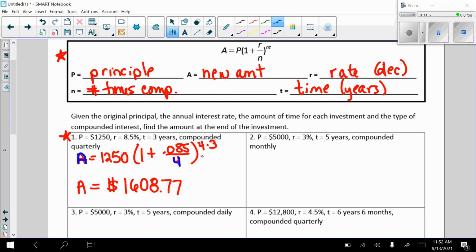So you can do some things in your calculator. Obviously, you can put all this. Instead of putting 4 times 3, you should probably just put 12. That's a pretty easy calculation. But when you do it all, you should wind up with $1,608.75. Okay, so be careful with this.